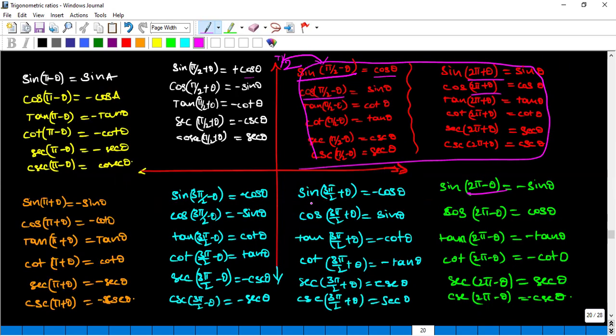You just observe sine 3 pi by 2 plus theta. Sine 3 pi by 2 plus theta is nothing but fourth quadrant. Fourth quadrant sine is negative. That's why it is changed and we took the other side, minus. Okay. Here two values are positive. What are they? We know that in fourth quadrant cos is positive, secant is positive. That's why they took positive signs. Okay.